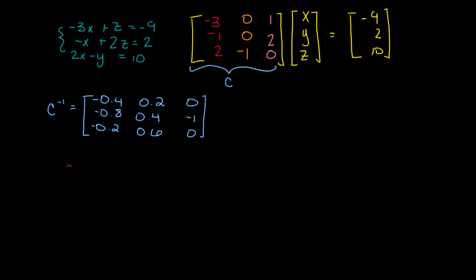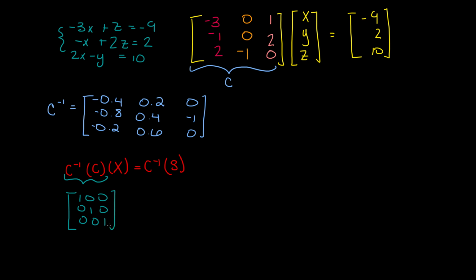So we're going to have the inverse c, then we're going to have the matrix c. This is multiplied by our matrix, which we're going to call matrix x, and this is going to be equal to the inverse c times s, for our solutions. When I do this, these two matrices produce the identity: 1, 0, 0, 0, 1, 0, 0, 0, 1 matrix.